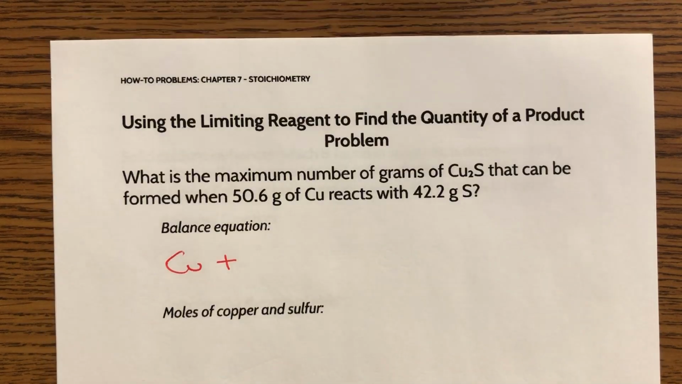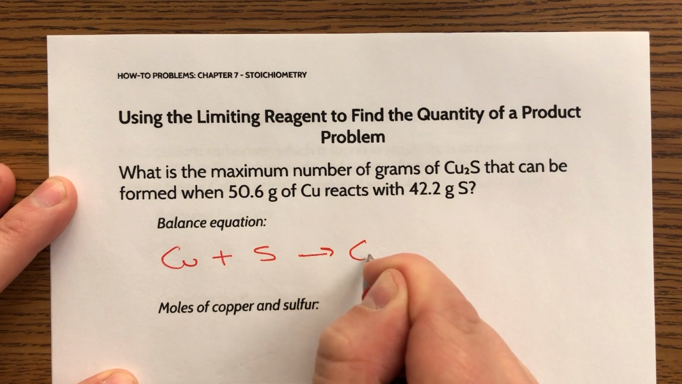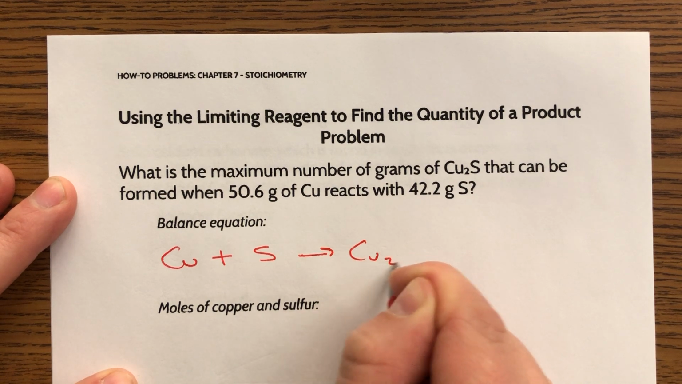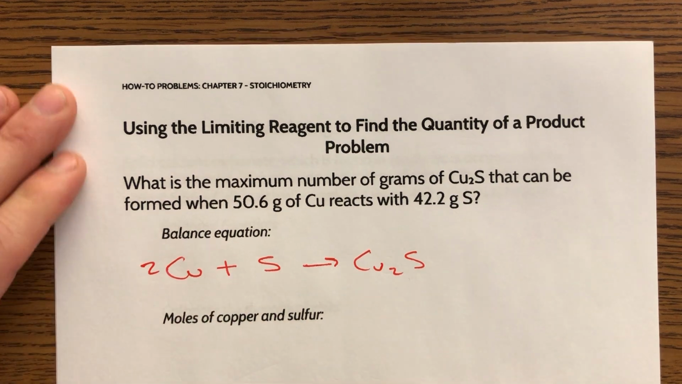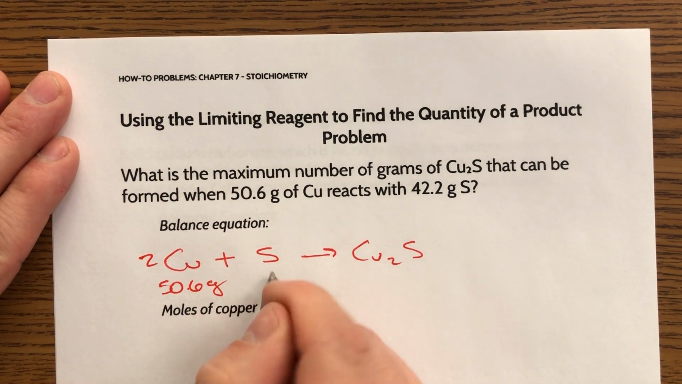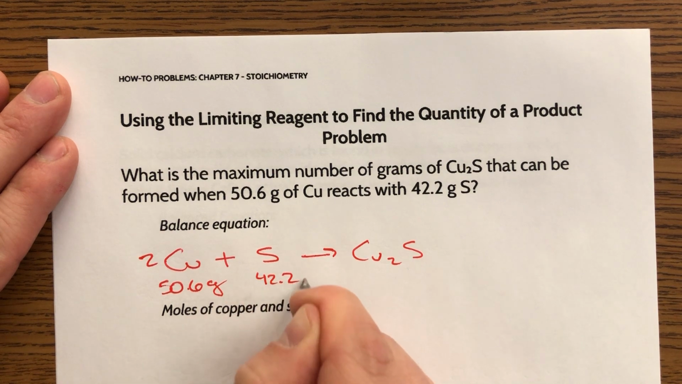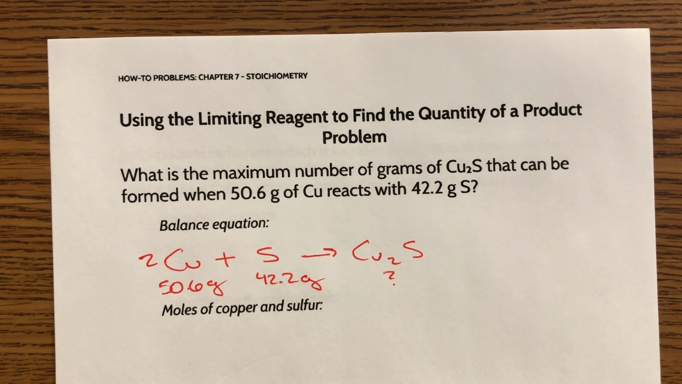All right, so we've got copper plus sulfur is going to form copper 1 sulfide. Now we have 2 coppers, we need 2. And in this problem, we have 50.6 grams of copper, and we've got 42.2 grams of sulfur. We want to know how much we can make when we have this much copper and this much sulfur.